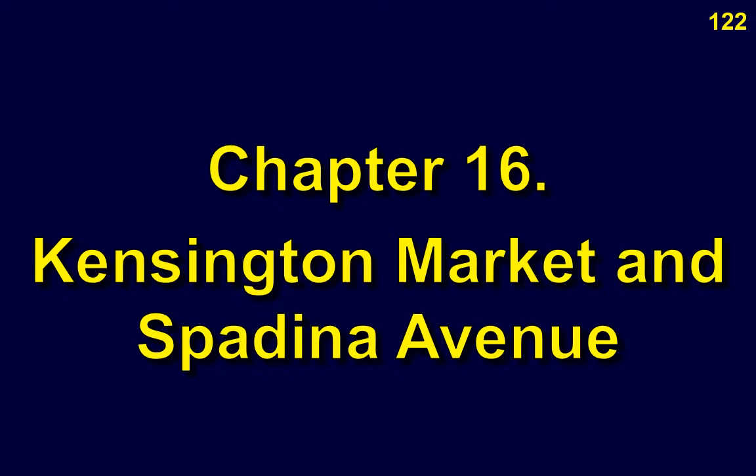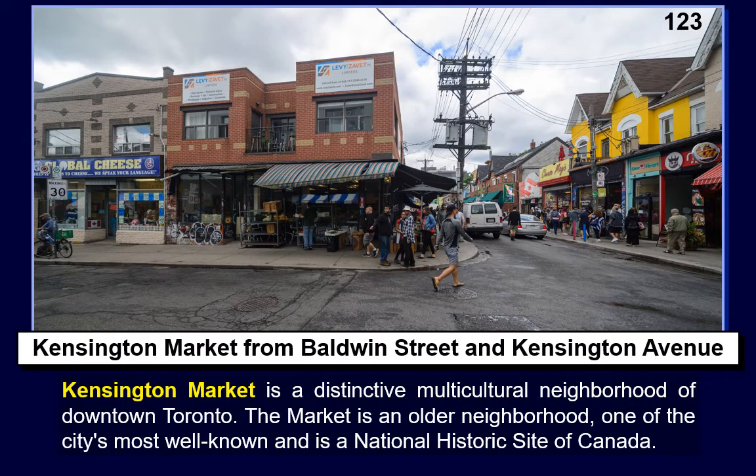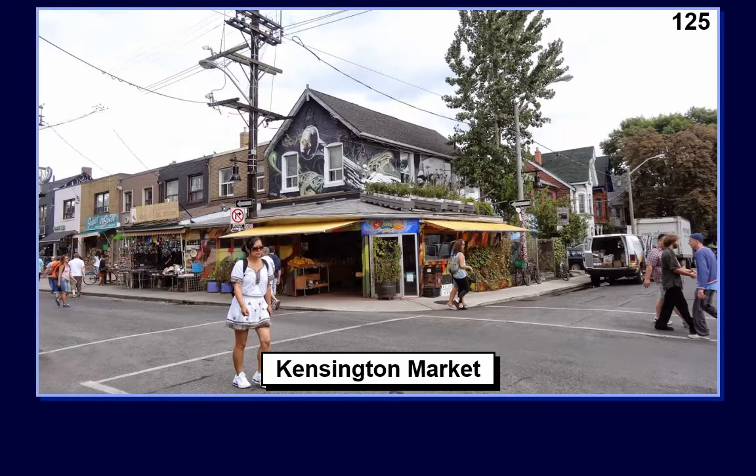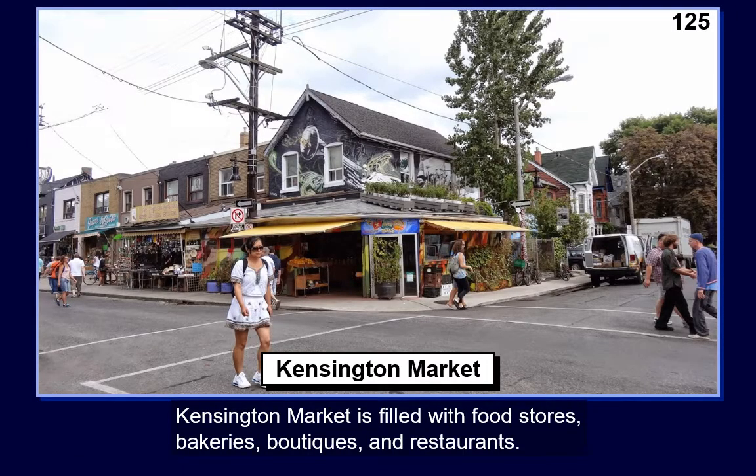Chapter 16. Kensington Market and Spadina Avenue. Kensington Market is a distinctive multicultural neighborhood of downtown Toronto. The market is an older neighborhood, one of the city's most well-known, and is a National Historic Site of Canada. Kensington Market is the bohemian heart of Canada. It has numerous independent stores, restaurants, bars and shops. Almost any food in the world can be found in Kensington Market. Kensington Market is filled with food stores, bakeries, boutiques, and restaurants.